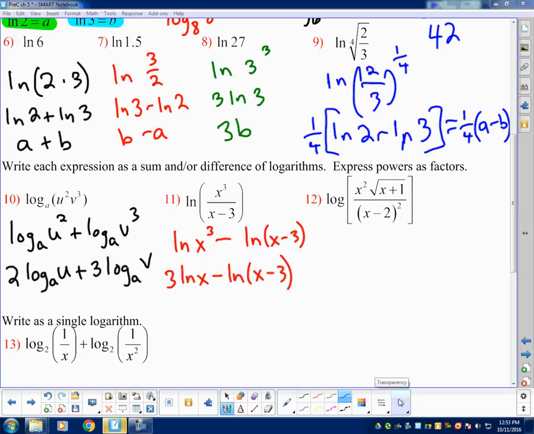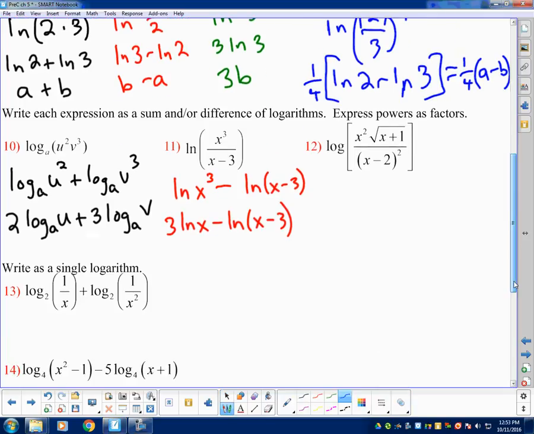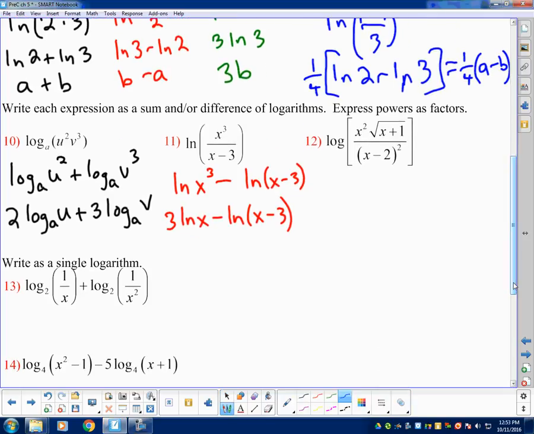All right, this one's got all kinds of stuff going on here. Different ways you could approach this. I would probably just approach this in the same way we did number 11. So we'd take log of this whole thing, x squared square root of x plus 1 minus log of x minus 2 squared. I'd probably do that first.